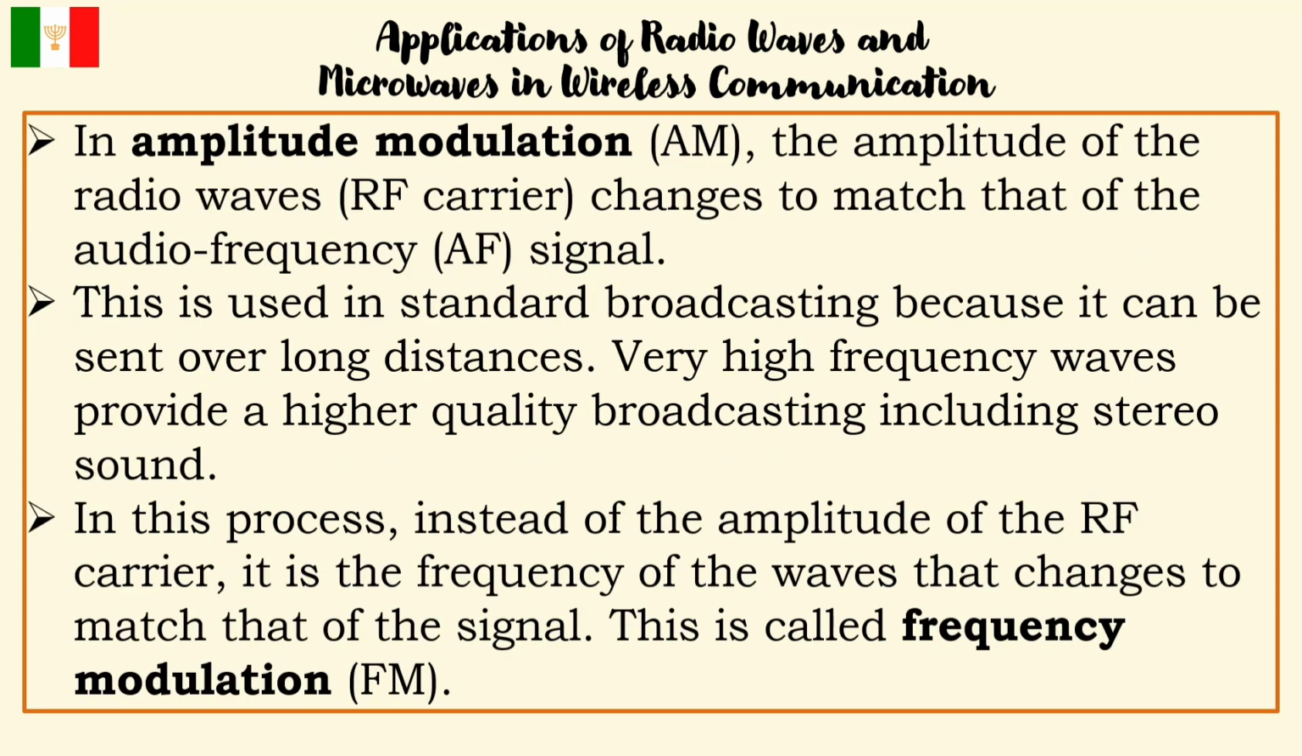In amplitude modulation or AM, the amplitude of the radio waves or RF carrier changes to match that of the audio frequency or AF signal. This is used in standard broadcasting because it can be sent over long distances. Very high frequency waves provide a higher quality broadcasting including stereo sound. In this process, instead of the amplitude of the RF carrier, it is the frequency of the waves that changes to match that of the signal. This is called frequency modulation or FM.